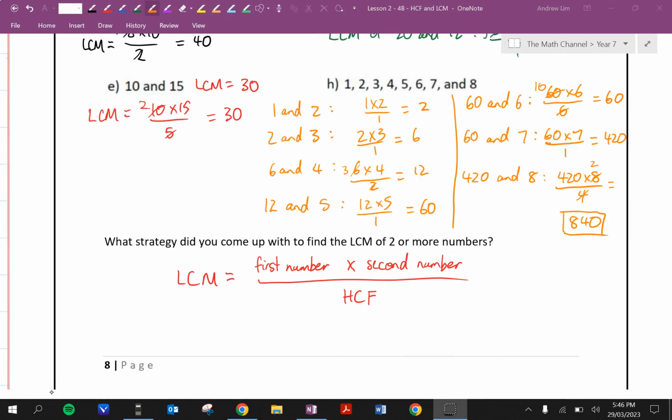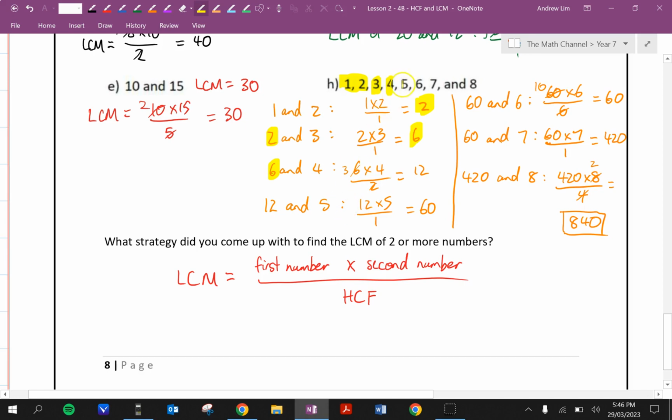Okay, so here's my answer for question H. So we start off with 1 and 2. 1 times 2 divided by 1 because that's the highest common factor. It's just 2. So we're using this number with the next number, 2 and 3. 2 times 3 divided by 1 because that's the highest common factor of 2 and 3, 6. So now we're using 6 and the next number. 6 times 4 divided by the highest common factor of 6 and 4 is 2. We can divide both 6 and 4 by 2. So 6 divided by 2 is 3. 3 times 4 is 12.